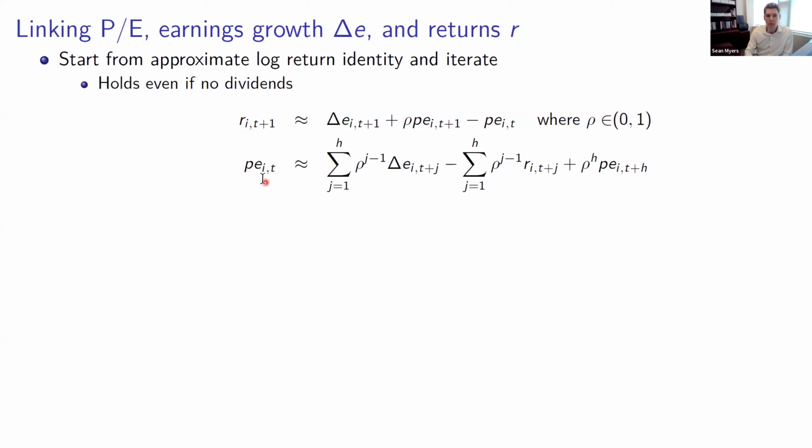Now, if you rearrange and iterate this identity, you get a fairly familiar formula, which states that the price earnings ratio is approximately equal to future earnings growth minus future returns plus the future price earnings ratio. So mechanically, if a stock has a high price earnings ratio, it has to either have high earnings growth going forward, a high future price earnings ratio, or if it has neither of those, if the earnings don't grow and the price earnings ratio doesn't stay high, then mechanically it's going to have a low return.